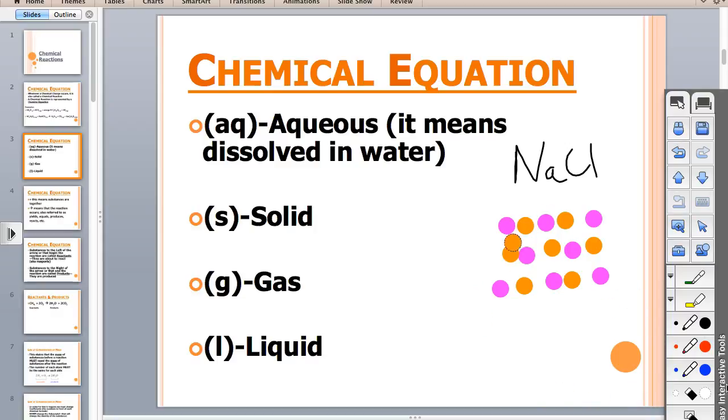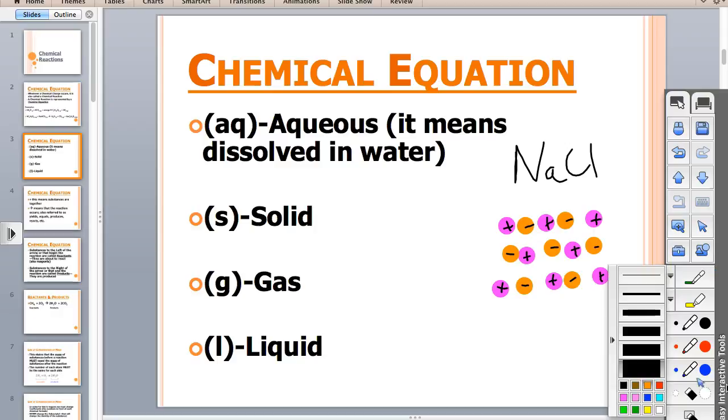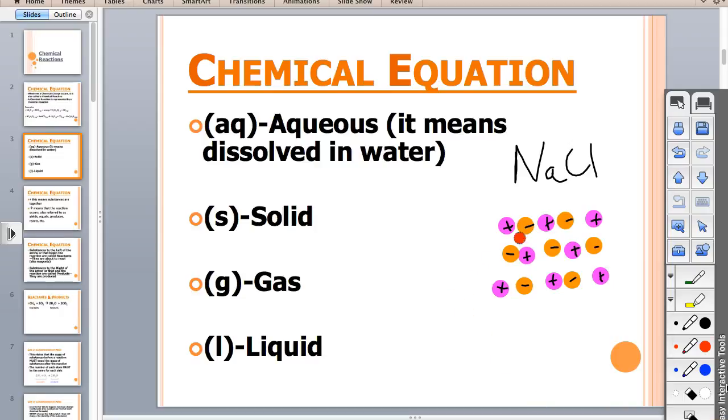When they dissolve in water, the water will come in and it will actually break it apart. When something dissolves, it doesn't disappear, right? The water will come in and tear this apart. So this is sodium, chlorine, sodium, chlorine, sodium, chlorine. The hydrogen side of water is a little bit positive and the oxygen side is a little bit negative. And it will tear these off and they'll go floating around in the water.